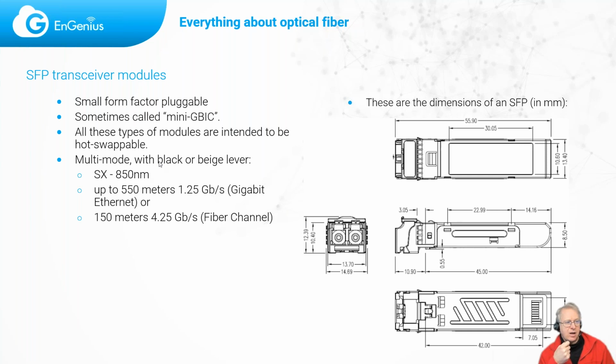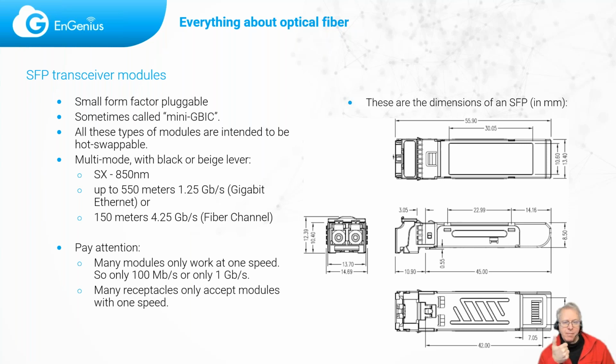So if it has a black or beige lever, it is usually 850 nanometers, which is very popular for multimode, up to 550 meters at 1 gigabit, or 150 meters. So a shorter distance for a higher speed. But with Ethernet, we will not use this speed, only the 1 gigabit speed. And so this is something like the gross speed. For Ethernet we use 1 gigabit.